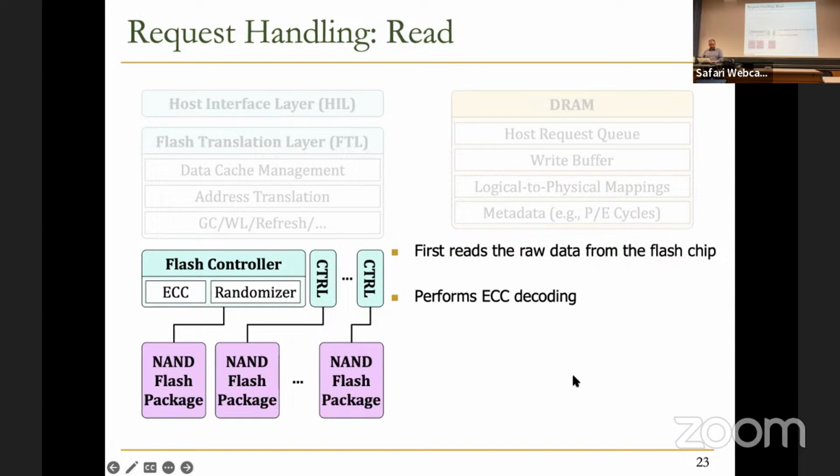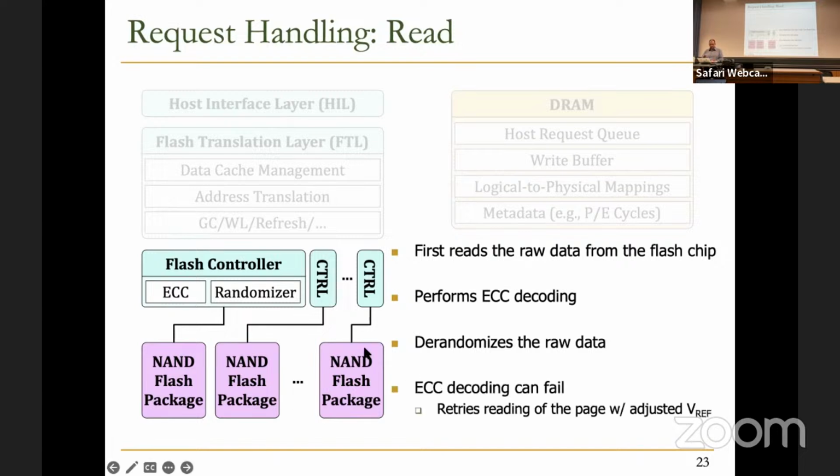After getting your data from the NAND flash page, you need to perform ECC decoding. And if things are okay, you should de-randomize the raw data such that you have your data ready, and then you can send it back to the system. There might be cases where ECC decoding fails, which is actually quite frequent, especially when your device is aged. So you're going to see a lot of these ECC failures. And then the flash controller needs to retry reading. Hopefully, by retrying, we need to adjust the reference voltage.